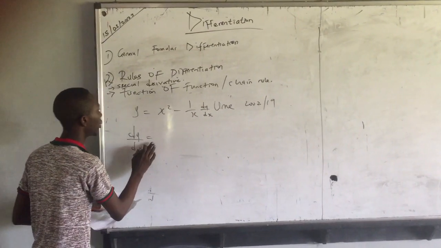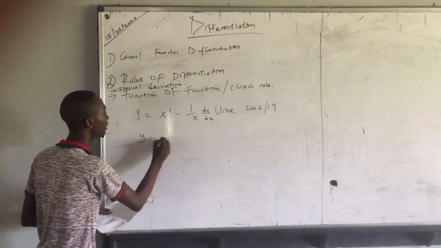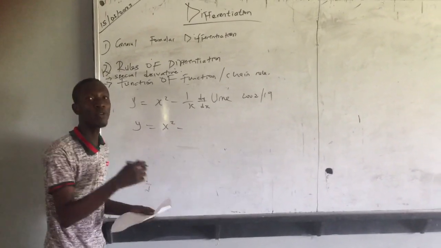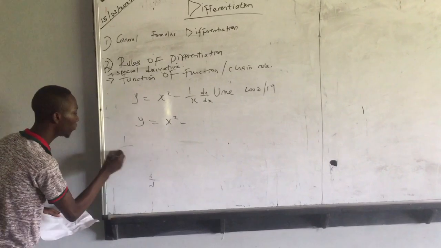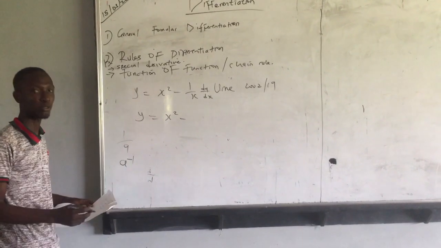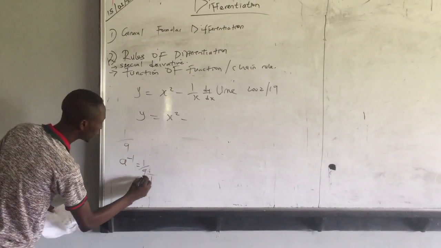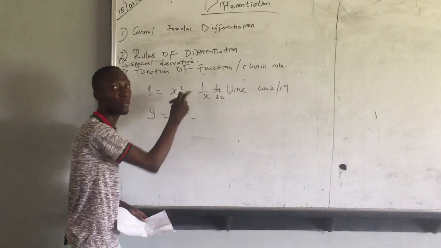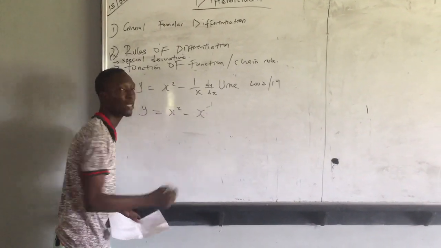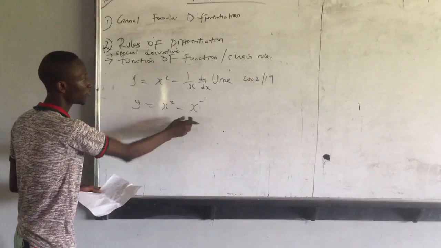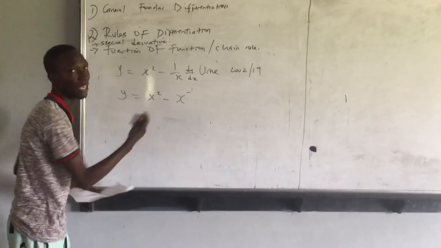Now, before I write dy/dx, let me write this equation in simple form, minus 1 over x, under indices. If you have 1 over a in indices, you can write it as a to the minus 1, and we can write a to the minus 1 as 1 over a. So therefore, in indices, 1 over x, I can write it as x raised to minus 1. So I've simplified this to a linear equation.